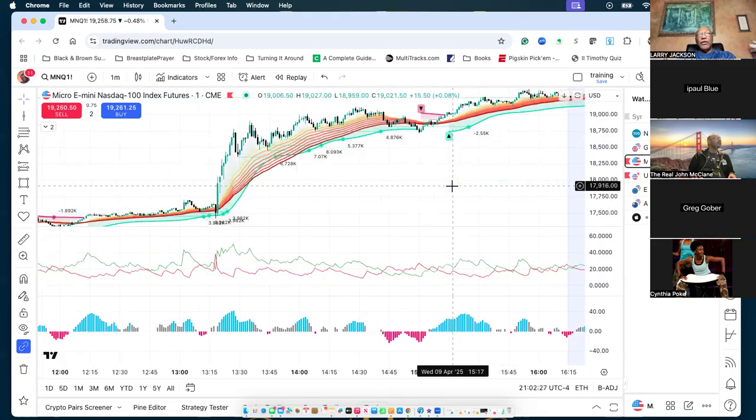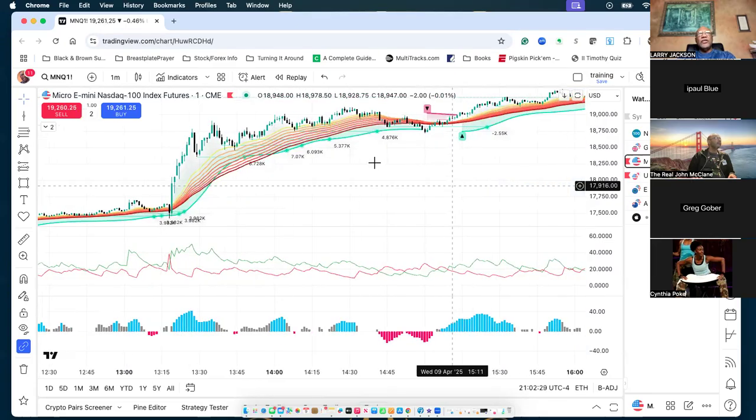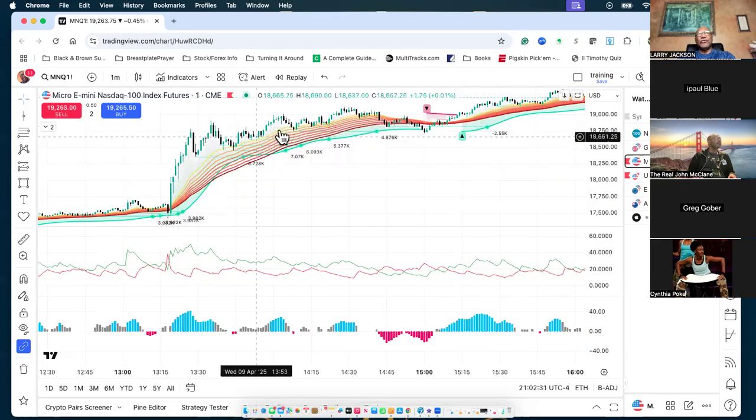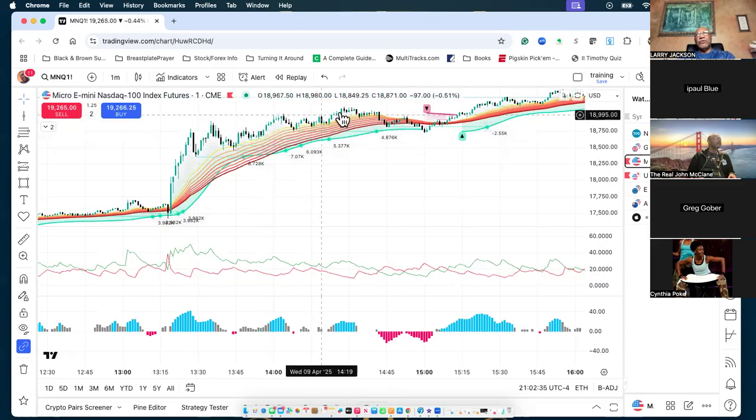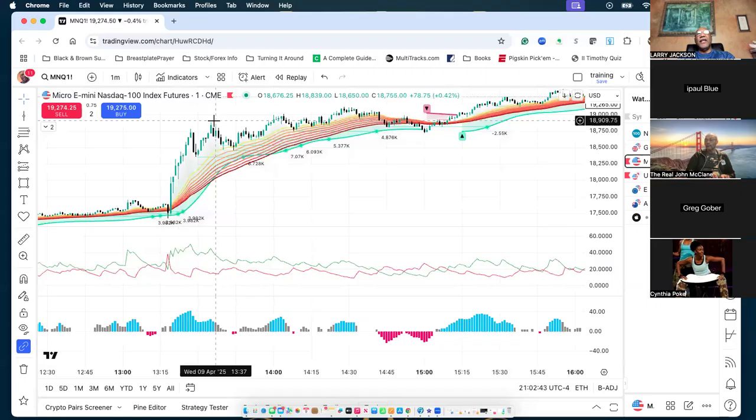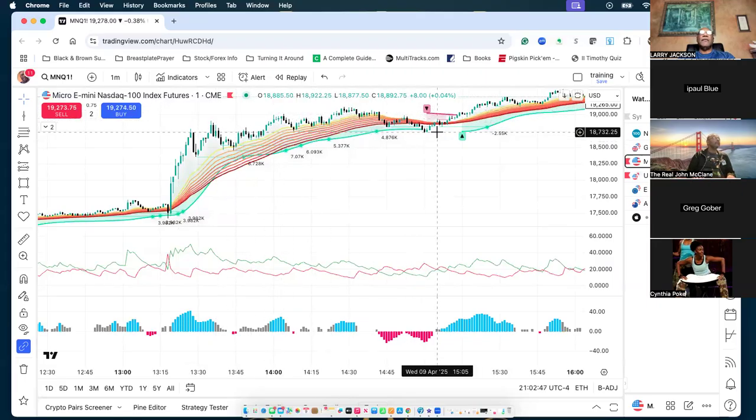But now, we'll talk in another session about how to take partials on some of this stuff. So if I had two contracts in here, I ain't taking two contracts all the way up here. I'm going to take on some partials. I probably would have taken a partial right here and let the other one just run and see where it goes. You see?